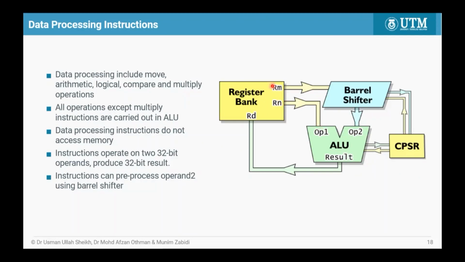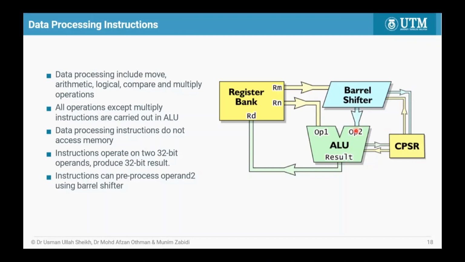On this Rm, you can apply a barrel shifter, which is a function unit where you do data bit shifting to the right or to the left. After the barrel shifter, the value goes to the ALU as the second operand. For the barrel shifter here, you can see the CPSR, the current program status register, will determine and the flags will be updated.